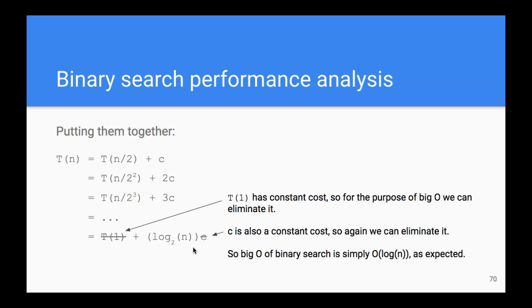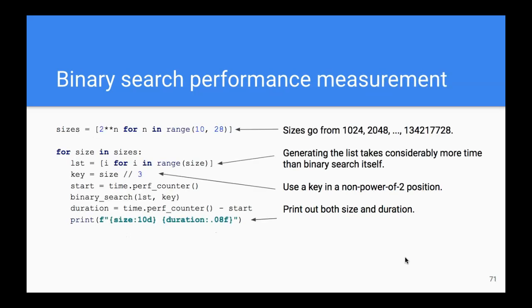So we are left with, in terms of big O, just log base 2 of n. And that is, like we said before, the same as log of n as far as big O is concerned. And that's exactly what we arrived at when we were doing the estimation previously. So that's good. Both our mathematical analysis as well as our estimation match each other.